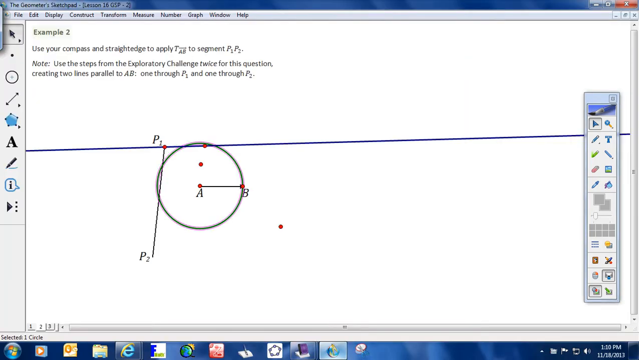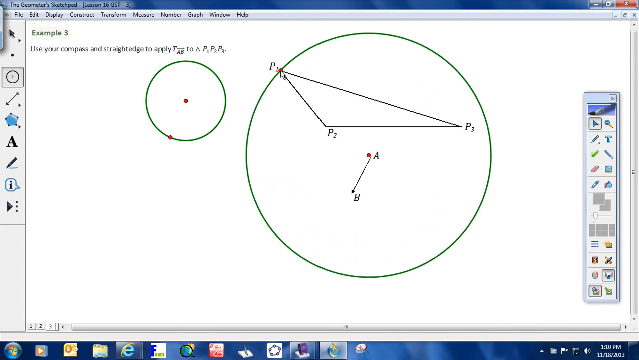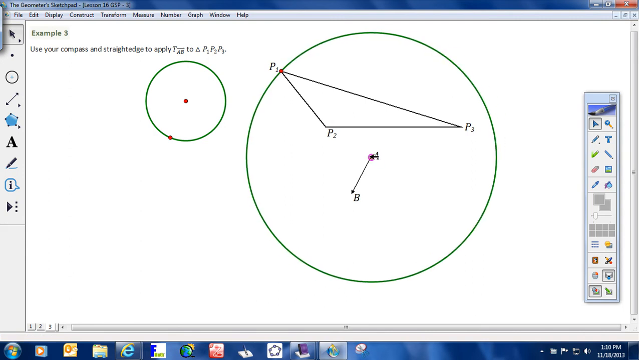So let's see if I can figure out how to do this in Sketchpad world. So the first thing I'm going to do is take my compass to get the length of AB. Then I'm going to take that circle and make the center of it P2, for example. Doesn't matter where you start. I'll take another circle, get the distance from A to P1, since Dakota insisted I do P1 first. Should probably move this over a little.